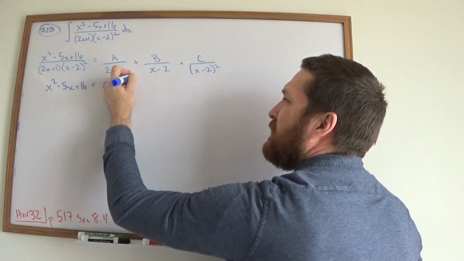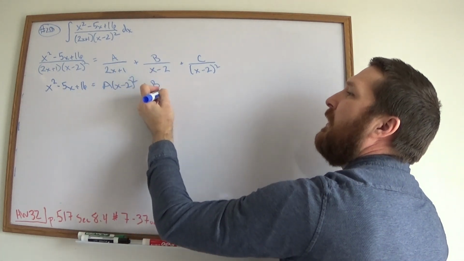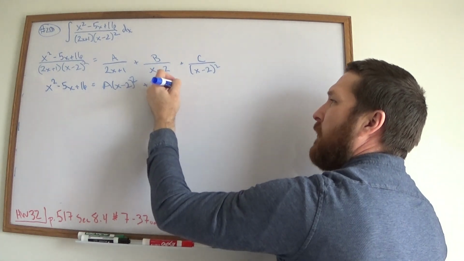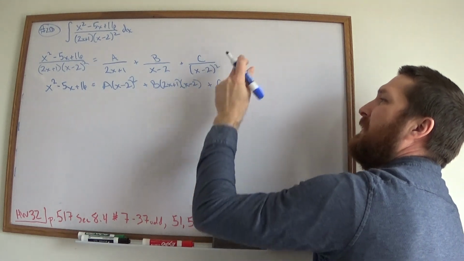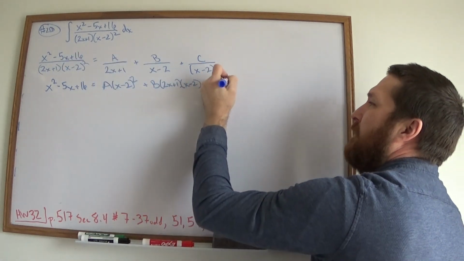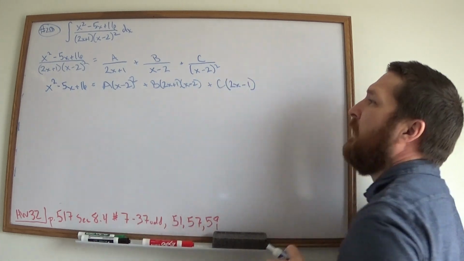So we have A times (x minus 2) squared, plus B times (x minus 2) times (2x plus 1). And finally C times (2x plus 1). The (x minus 2) cancels with that, and then we get plus C times (2x plus 1).